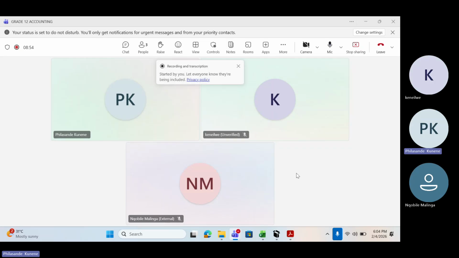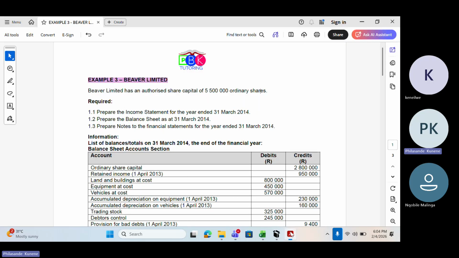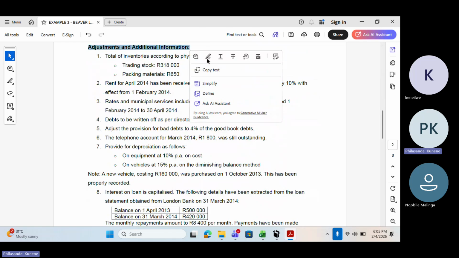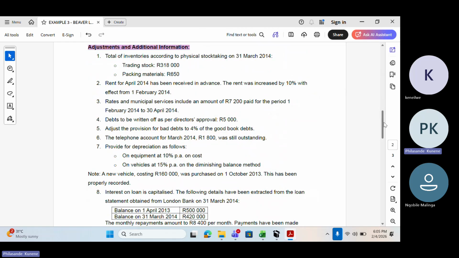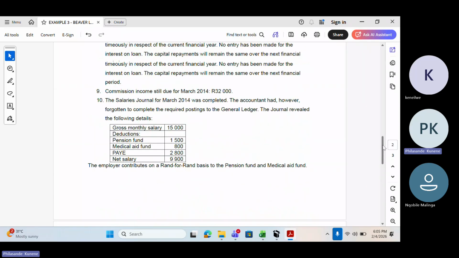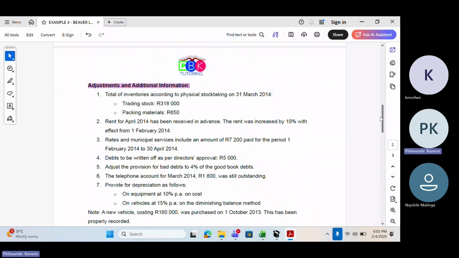That we're looking at, it affects both the income statement and the balance sheet. So we need to learn how to do them both at the same time. Because if you're looking at the transactions that are provided here, all the information that is here, we have adjustments and additional information. All these transactions that you can see here and that we use to adjust what? To adjust the income statement, they also affect the balance sheet.